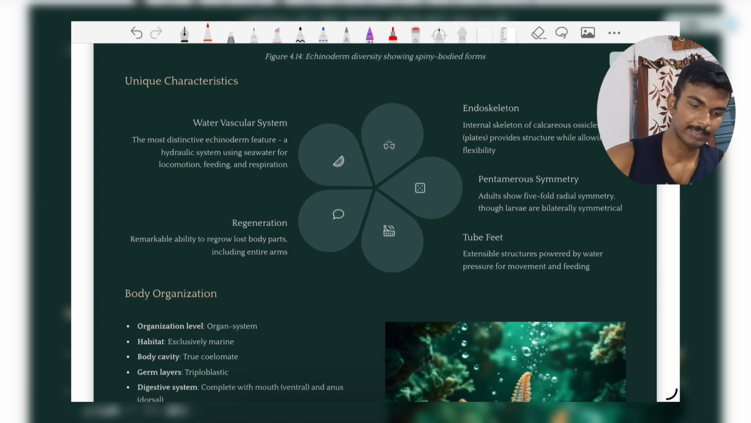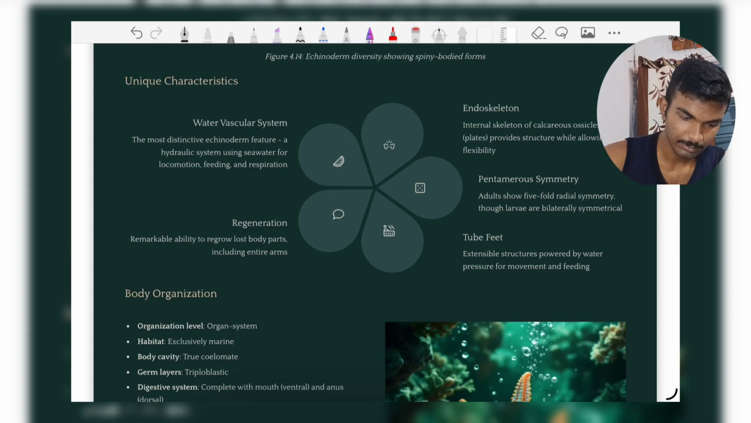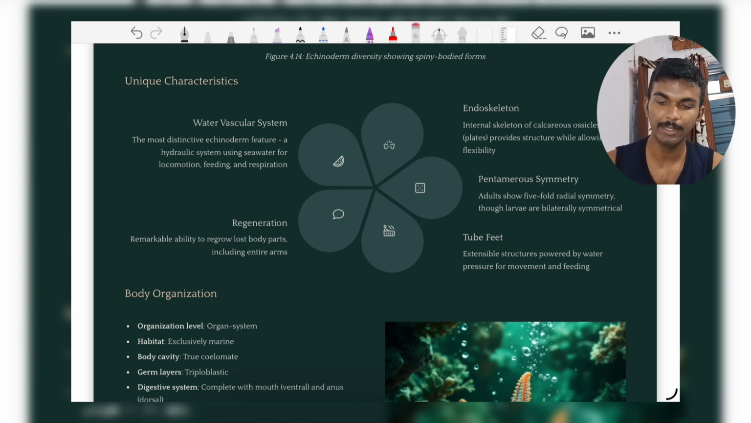Unique characteristics. Water vascular system. The most distinctive echinoderm feature, a hydraulic system using seawater for locomotion, feeding, and respiration. Endoskeleton, internal skeleton of calcareous ossicles, plates, provides structure while allowing flexibility. Regeneration, remarkable ability to regrow lost body parts, including an entire arm.